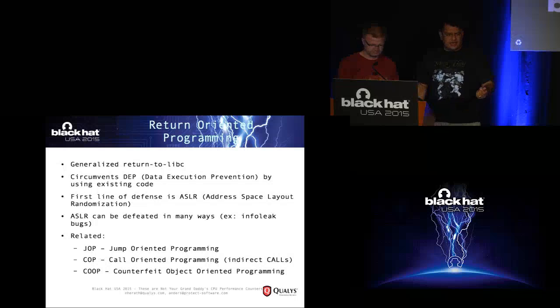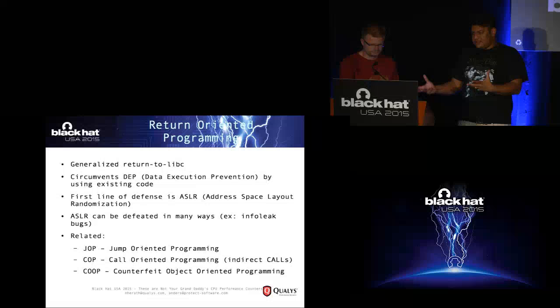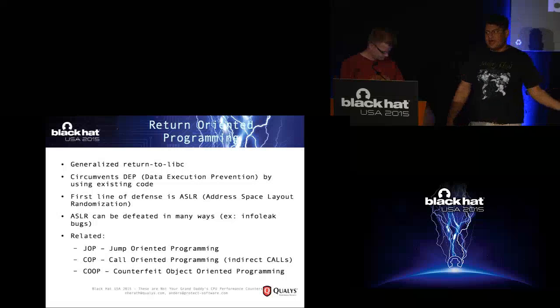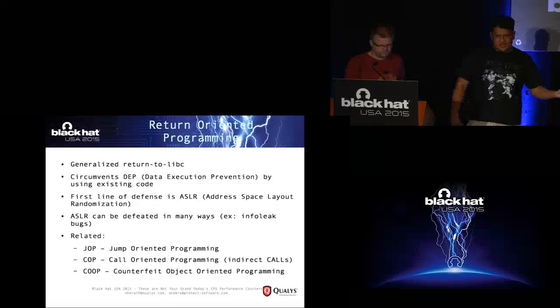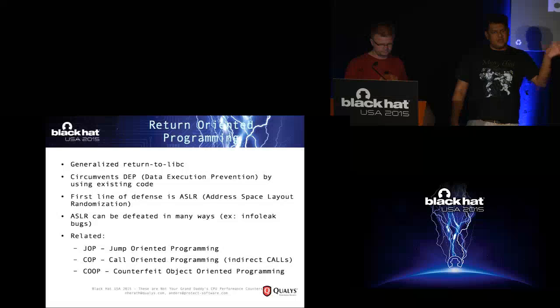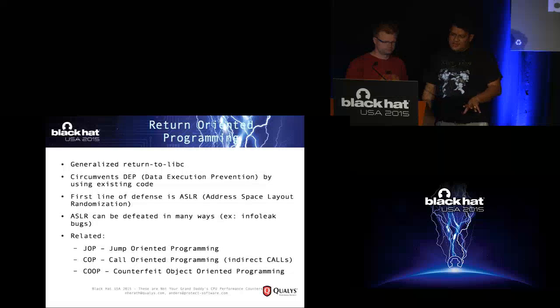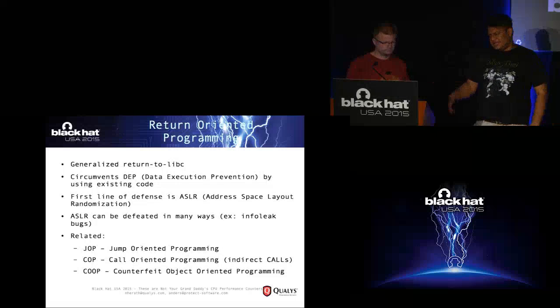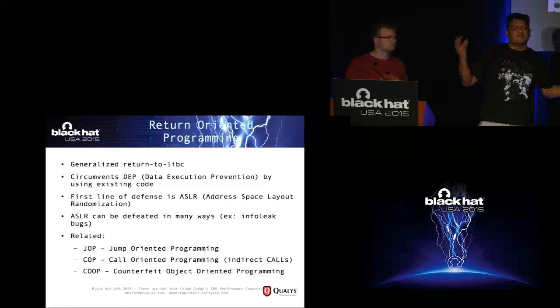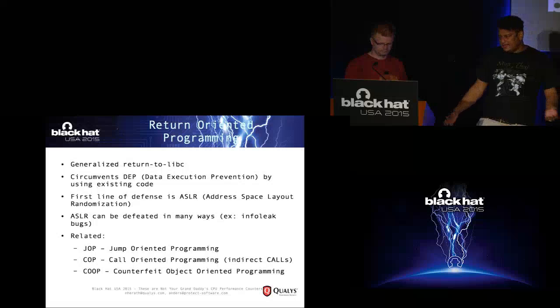What ROP does is circumvent data execution prevention, where executable code can't execute from data areas. The first line of defense against ROP is ASLR, which changes things around in the address space, so you don't really know where to return to. The thing with ASLR is that it can be defeated in many ways under the right circumstances, and info leaks can be quite handy for this sort of thing. It raises the bar, but it doesn't solve the problem entirely.